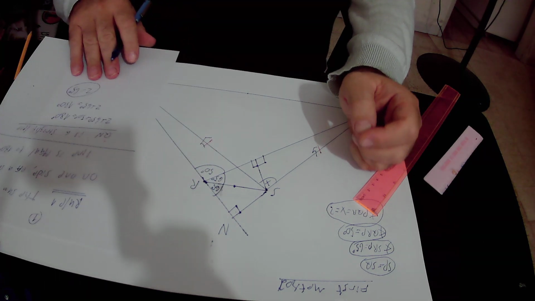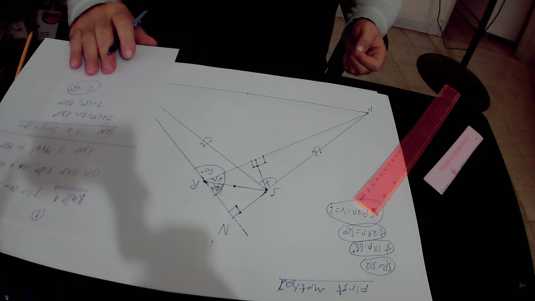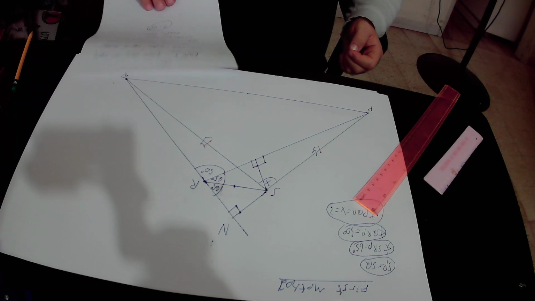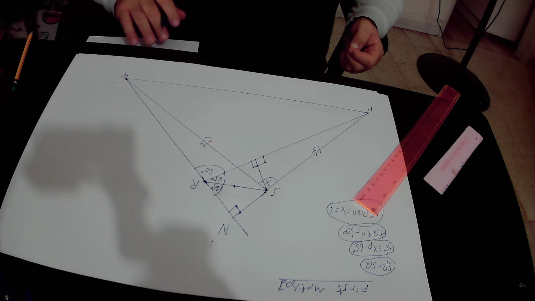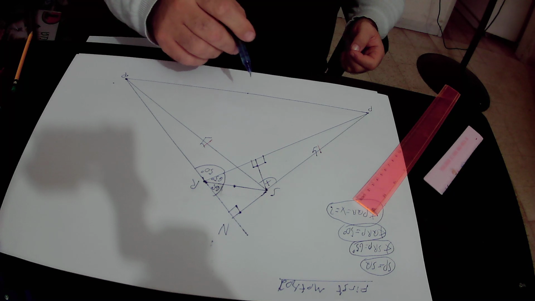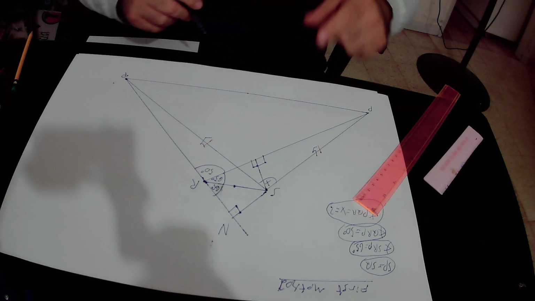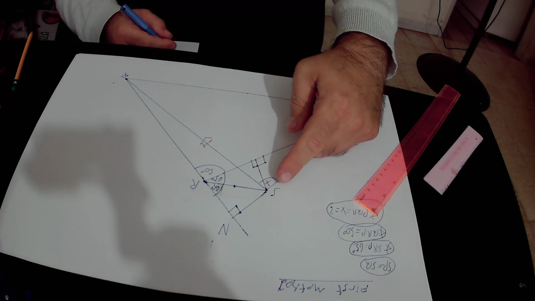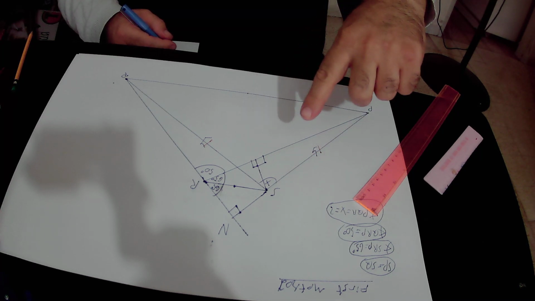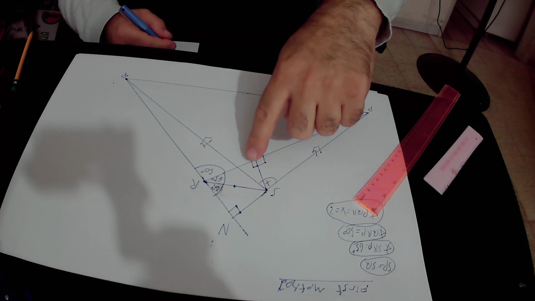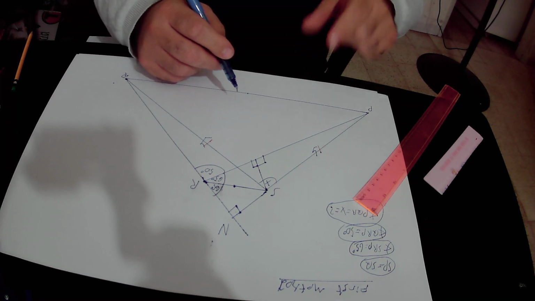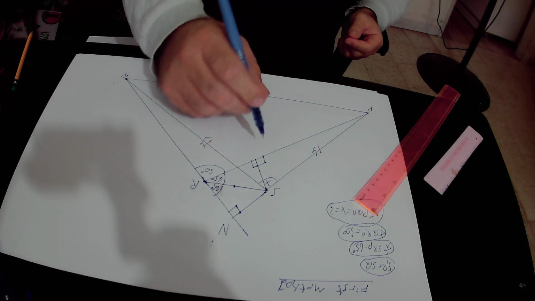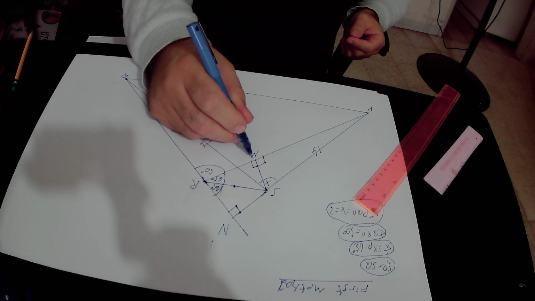Okay, so in the next step, we draw a perpendicular from point S to PR. So this angle is 90 degrees, this angle is 90 degrees, and we will define the touching point between the perpendicular and PR as point M.